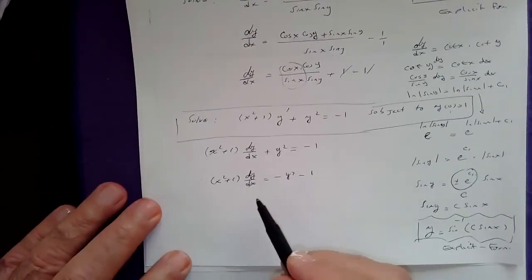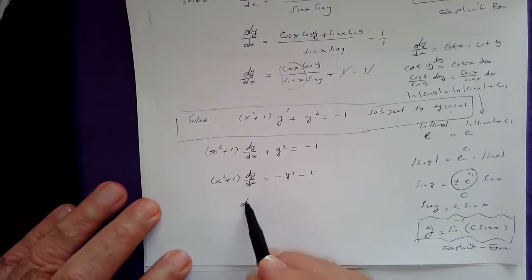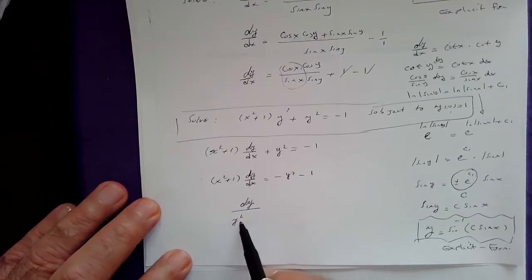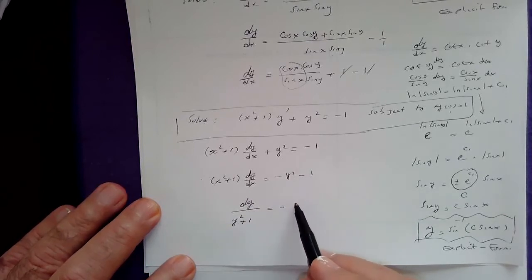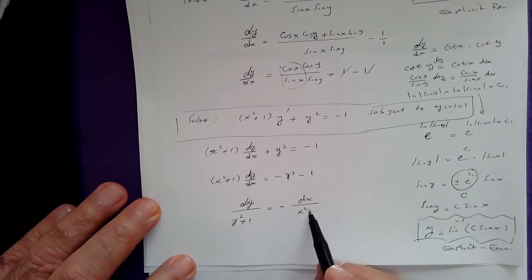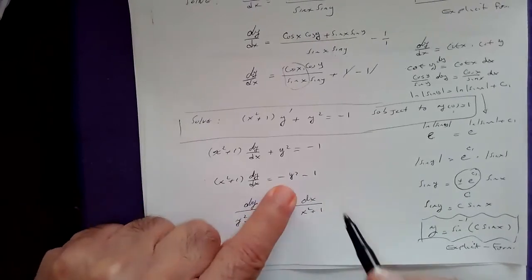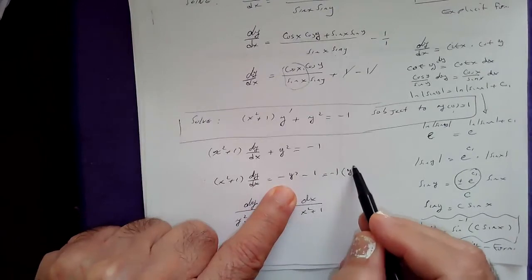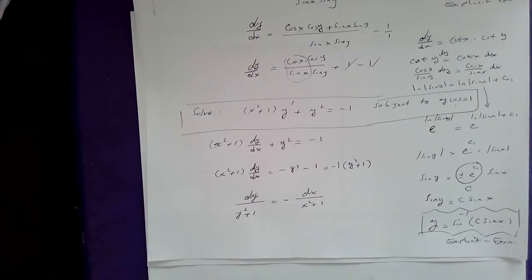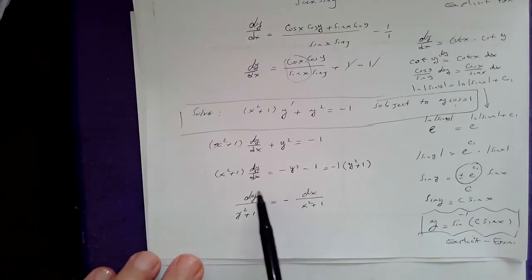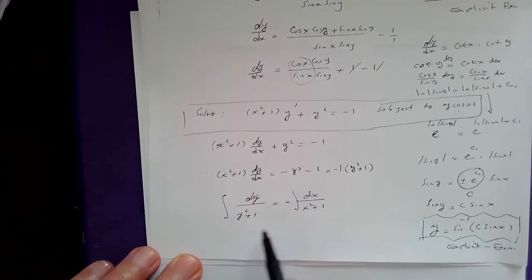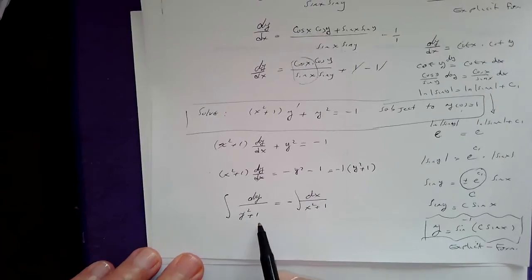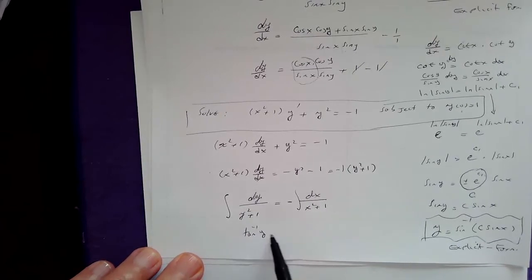Then I'm going to separate the variables. So I'm going to write this as dy over y squared plus 1. Don't forget the minus. And then that would be dx over x squared plus 1. In other words, keep the minus. Well, this is what I did. Factor out the minus. Divide both sides by y squared plus 1. Then multiply both sides by dx and divide both sides by x squared plus 1. So when you integrate, on the left side, believe it or not, this is tan inverse of y.